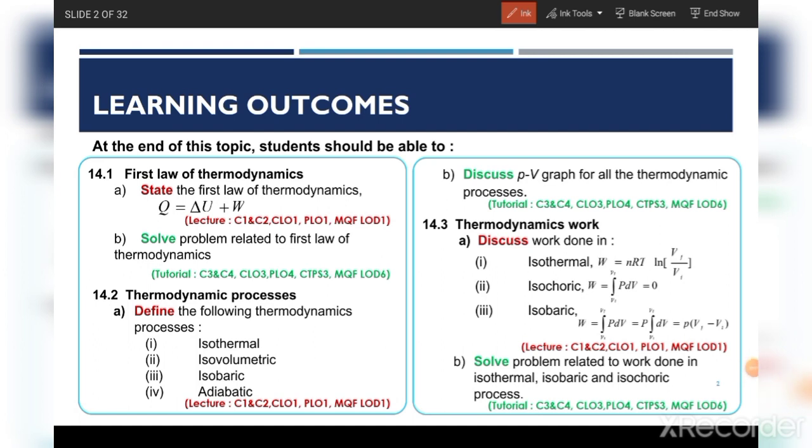So this video will cover 14.1. At the end of this topic, you should be able to state the first law of thermodynamics, Q is equal to delta U plus W, and solve problems related to the first law of thermodynamics.